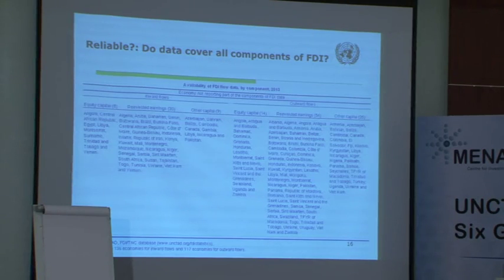This is an example for 3 countries. And now, here are examples of the countries which do not report a specific component of FDI. I repeat, there are 3 components under FDI flows: equity, reinvested earnings, and other capital. There are still some countries which do not record one or more of the elements of the FDI.